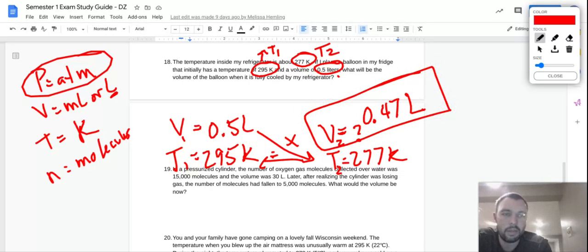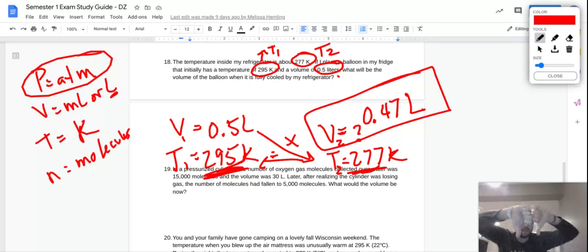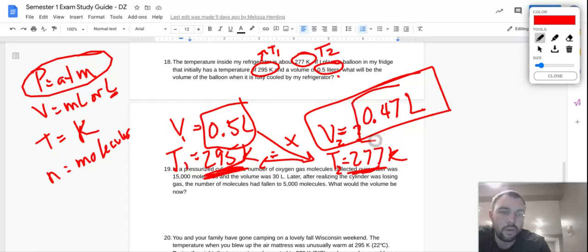Just double check here. Our temperature here was high and it went low. So our temperature went down, so our volume should also go down. Our volume was 0.5 and now it's 0.47. So it did go down, not a whole lot, but it did go down. So that tells me that I probably did it correct.